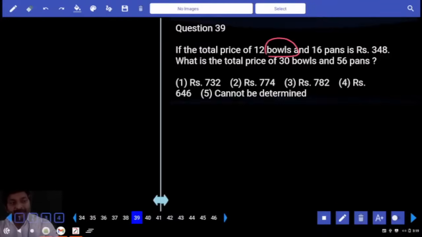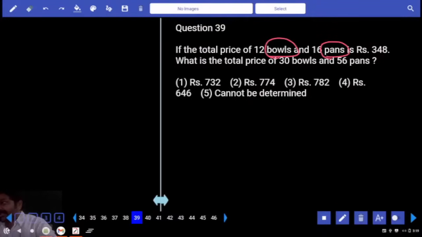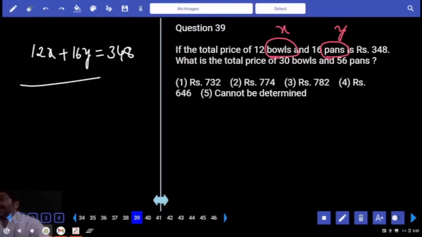And we have bowls and then pans. We don't know the cost of each bowl and each pan. So one is treated as X, the other is treated as Y. We have only one equation, but two variables. Ideally speaking, it is 12x plus 16y is equal to 348. You cannot assume values for x and y. Ideally, we have one equation and two variables. Individual values we cannot find.